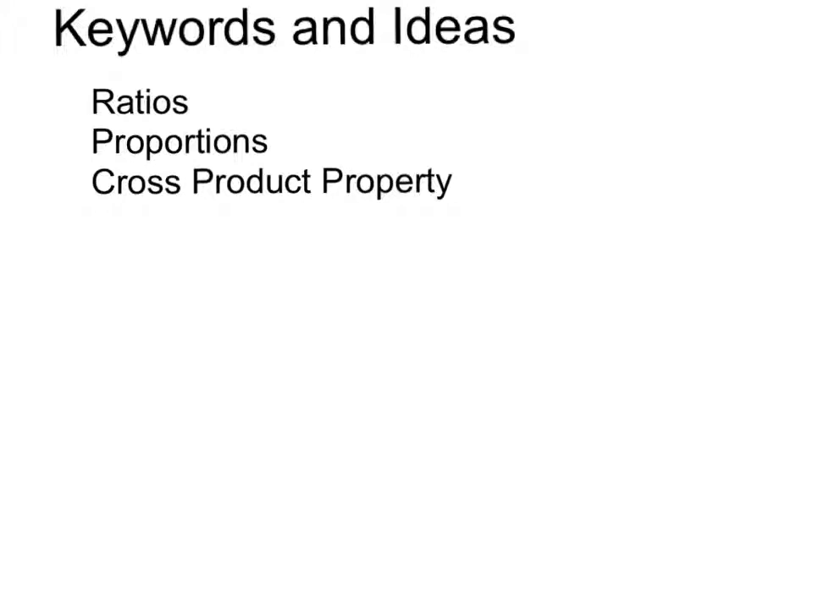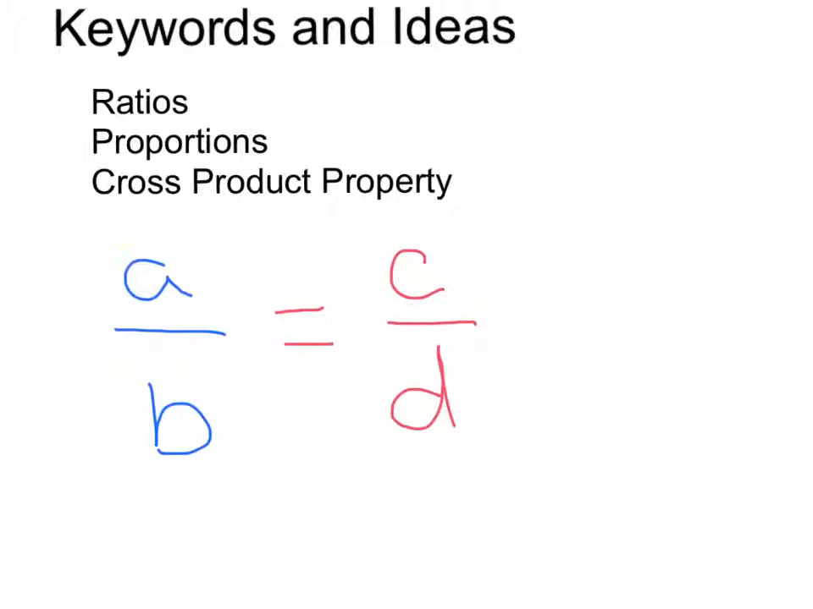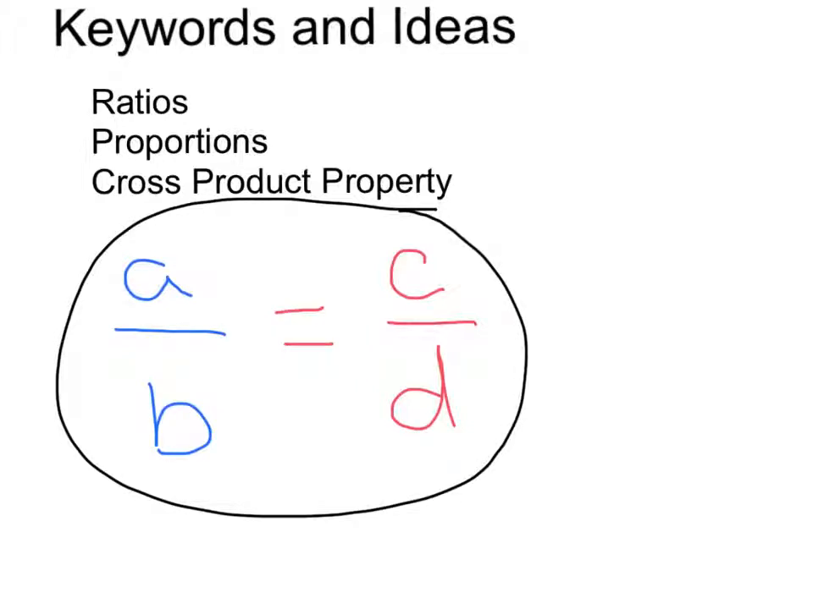So the key ideas for skill 48 is ratio, and a ratio is a comparison of two numbers, for example a to b. We should also know the term proportions, and that's when you set one ratio equal to a second ratio. That's a proportion. And then finally we should know the cross product property, and the cross product property says if we have this proportion, then we can say that A times D is equal to B times C.